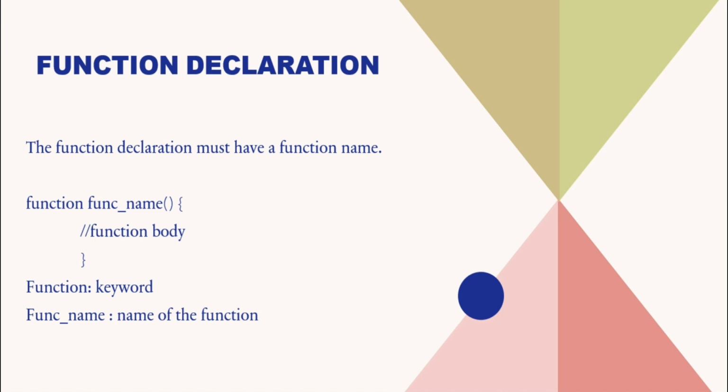When we create a function with a name, then it is known as function declaration, just like this. So here, this is the function keyword and the function name is funcName and this is the body of the function. So we have created a function with a name, then it is known as function declaration.